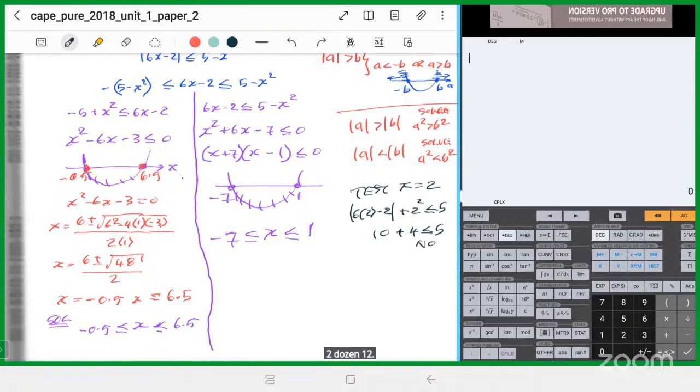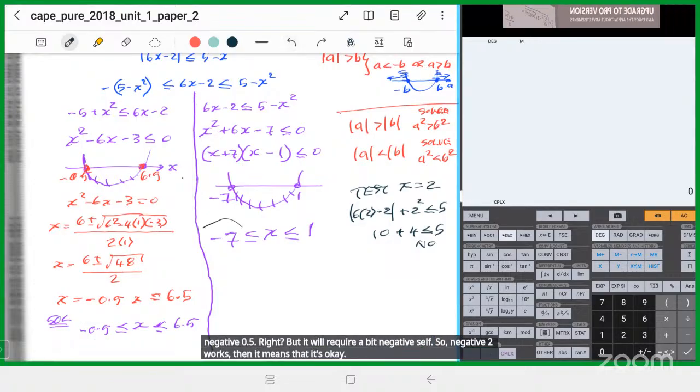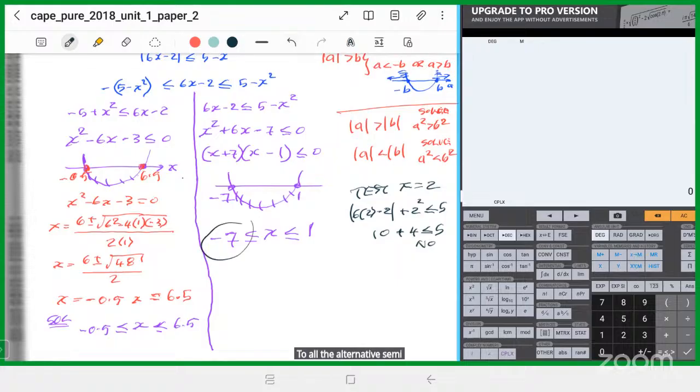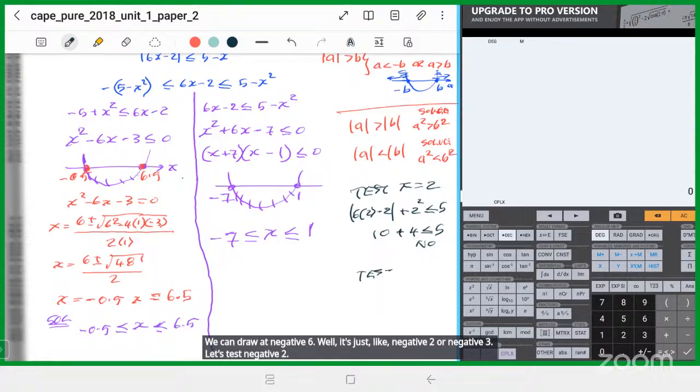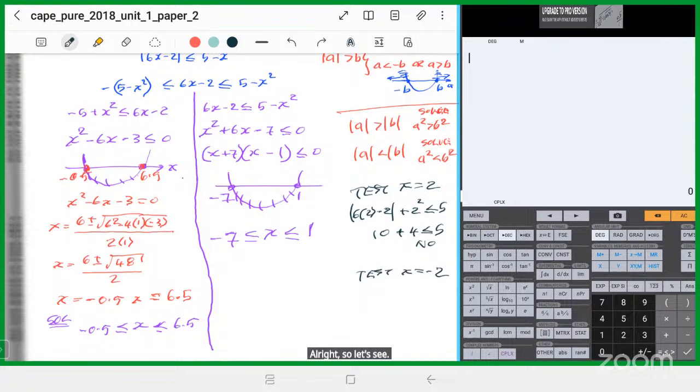And now you want to see about this end. Do I go all the way down to -7, or do I stop at -0.5? So I can try a value at -2, because -2 will be more to the left than -0.5, but you don't quite reach -7. So if -2 works, then it means it's okay to go all the way out to -7. We could try like -6, but let's test like -2 or -3. Let's test x equals -2. -2 has gone past that, and it's going to be within the -7.